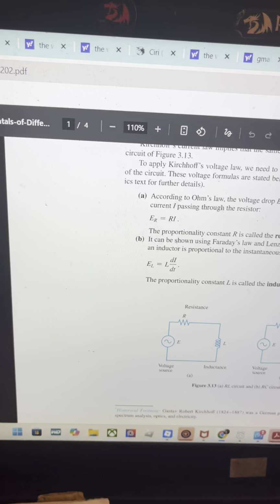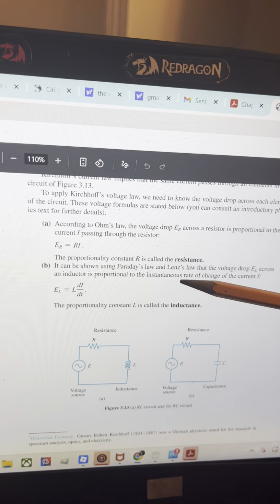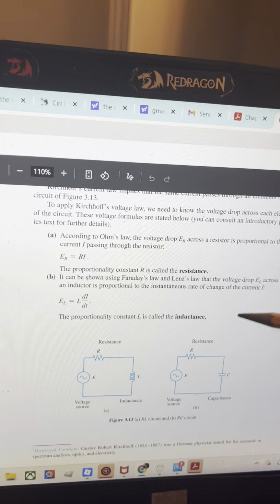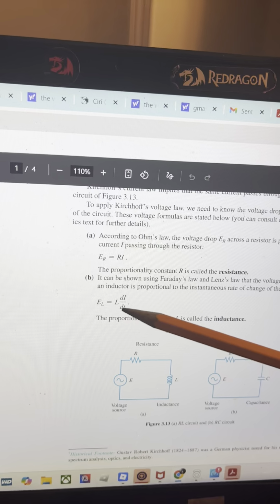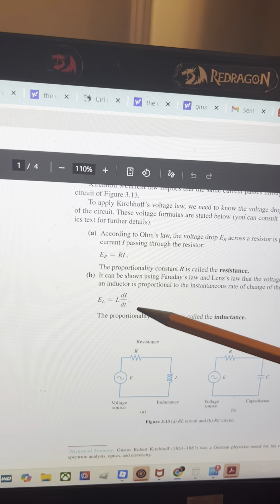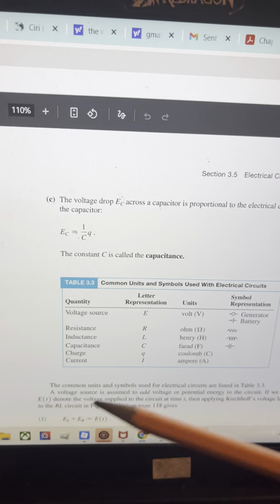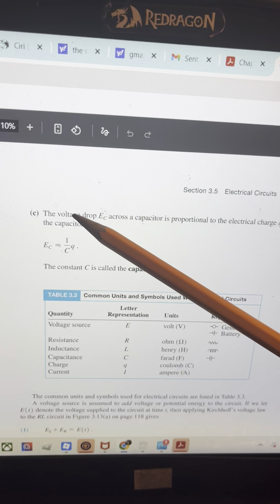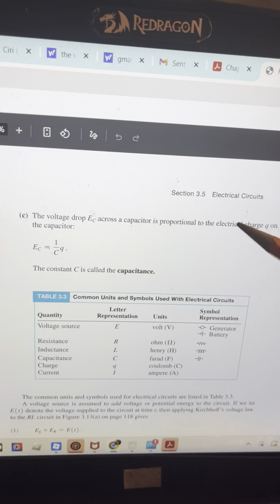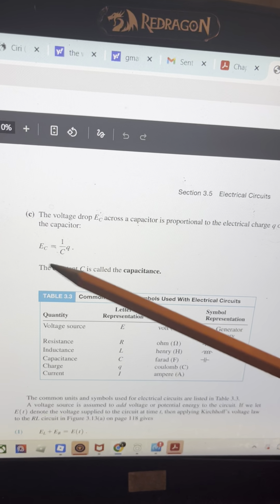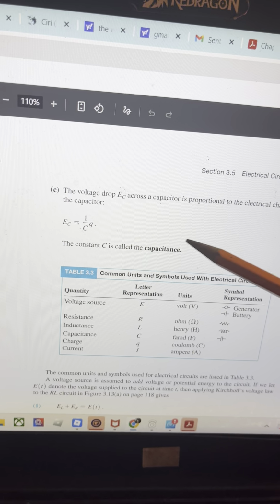Then we also have another form of voltage drop, which is E_L, across an inductor this time, which is proportional to the instantaneous rate of change of current I. So E_L is the voltage drop across an inductor. L is the inductance, and this is the rate of change of I, which is the current. Now, the voltage drop across the capacitor is proportional to the electrical charge Q of the capacitor, which is given by this formula right here. We can call C the capacitance.